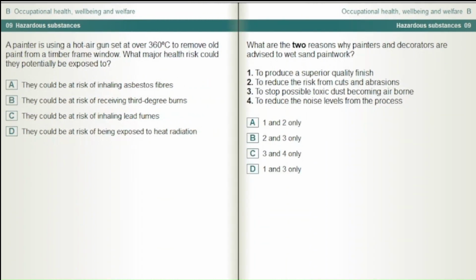A painter is using a hot air gun set at over 360 degrees centigrade to remove old paint from a timber frame window. What major health risk could they potentially be exposed to? They could be at risk of inhaling asbestos fibres. They could be at risk of receiving third-degree burns. They could be at risk of inhaling lead fumes. They could be at risk of being exposed to heat radiation.